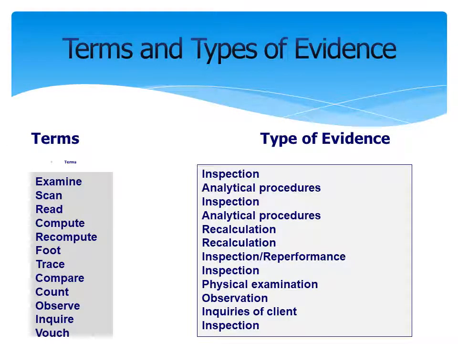There are several terms used to describe audit procedures and associated with the types of evidence. Number 1, the term examine. Examine means a reasonably detailed study of a document or record to determine a specific fact about it. So, its suitable type of evidence is inspection.